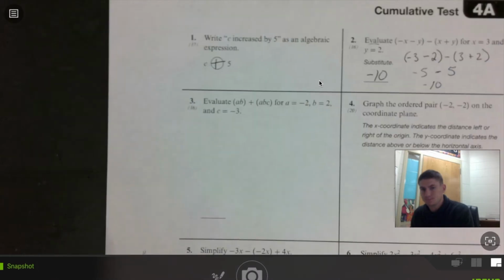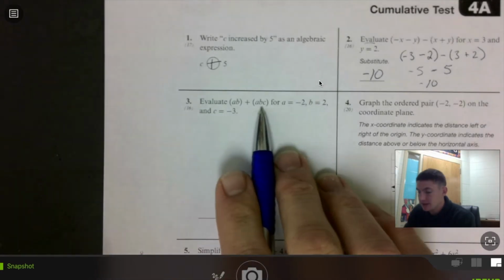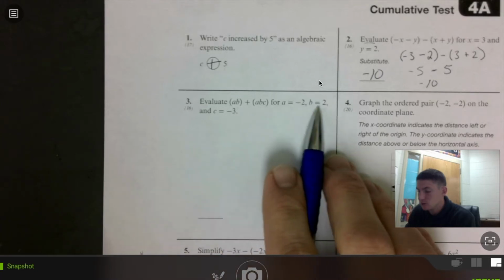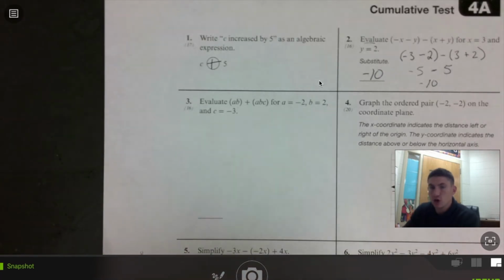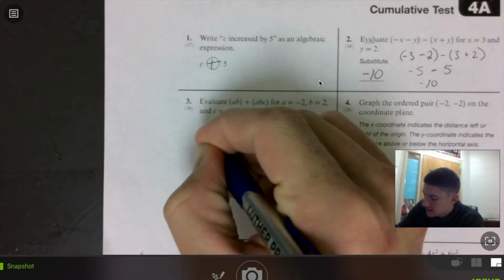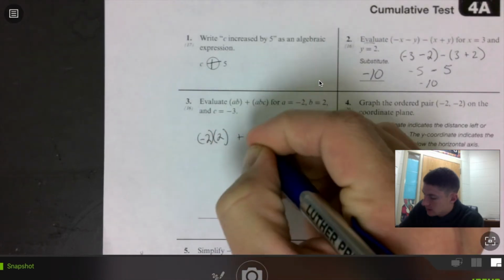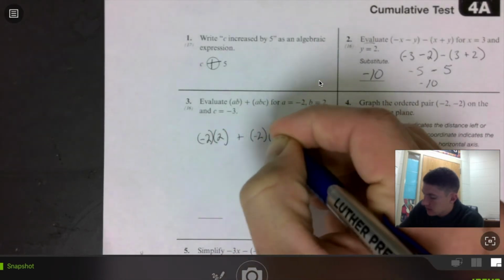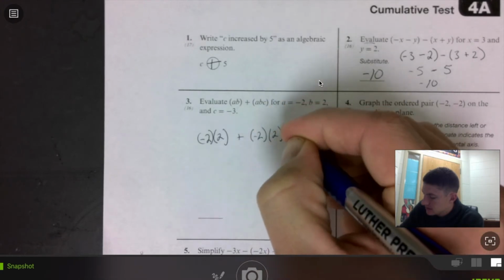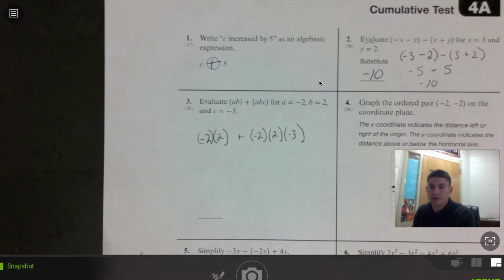Number 3 asks us again to evaluate and plug in the letter values for the numbers that they represent. So you've got a times b plus a times b times c for a equals negative 2, b equals 2, and c equals negative 3. First thing I need to do is rewrite the expression in terms of those variables. So for the a, it's negative 2 times b, positive negative 2 times b, positive 2 times c, which is negative 3. Now order of operations, you can solve from left to right, it's all the same operation.